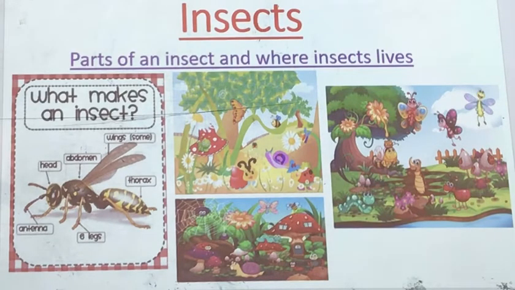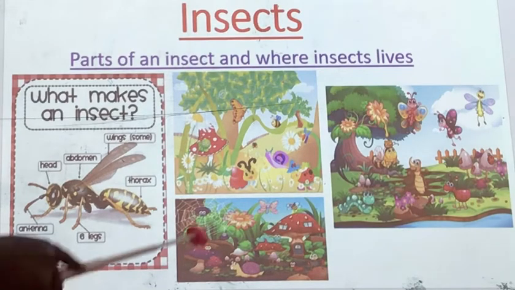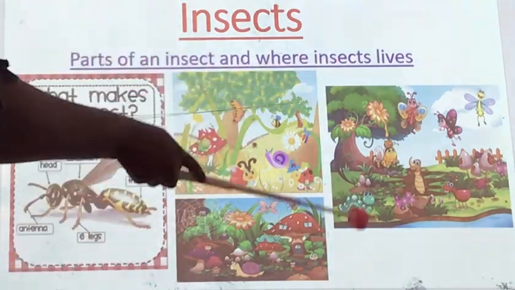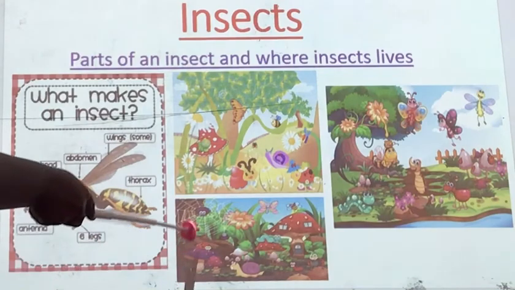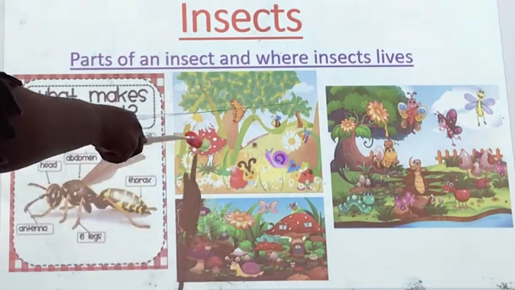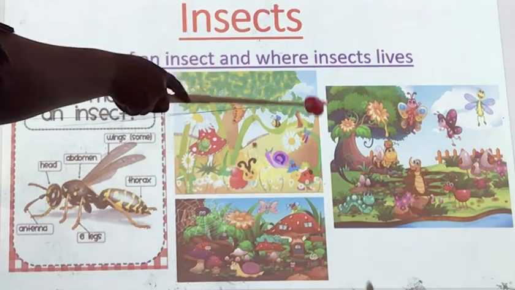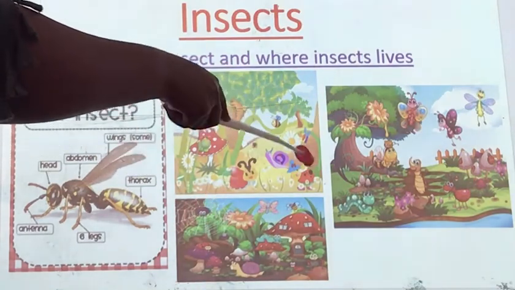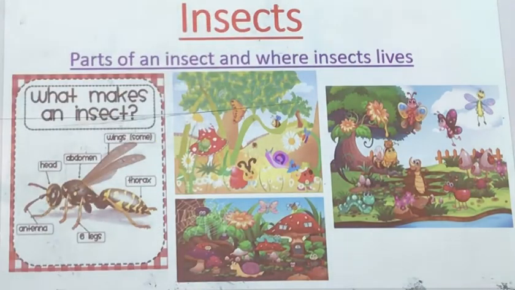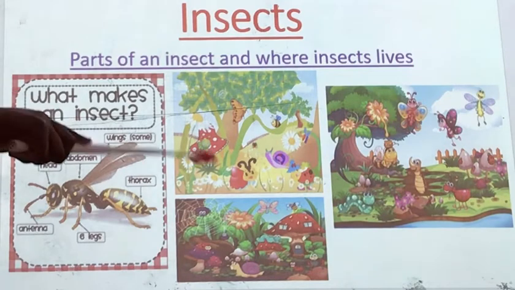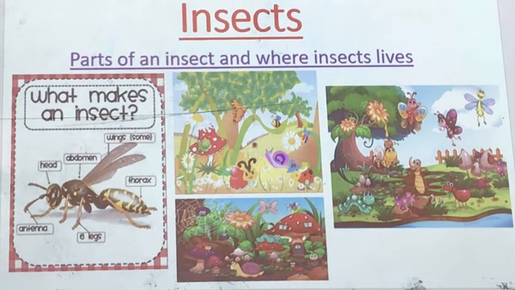Insects live in forests, trees, grass. For example, you can see on the board all the different types of insects and where they live. Like the spider lives in the spider web. The butterflies, you can see them on the trees, the flowers, the grass, the ants, all of them live in different places. But we can mostly find them on trees, in the forest, and in the grass, around the garden.